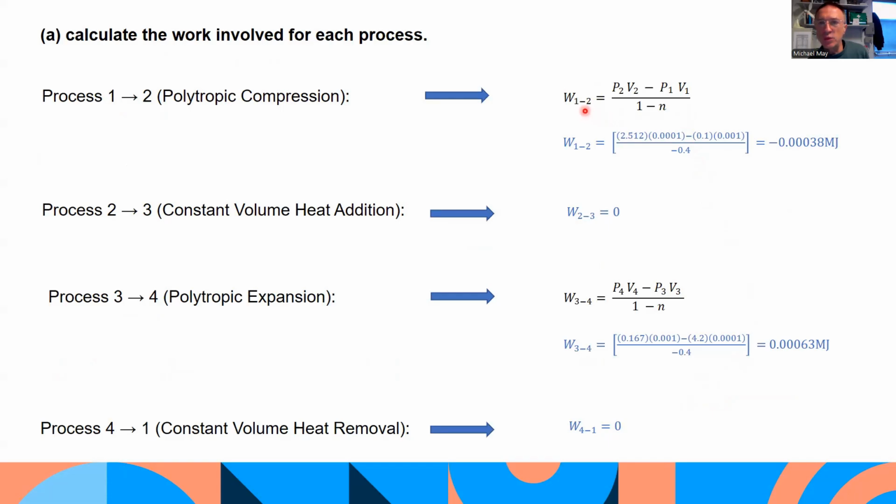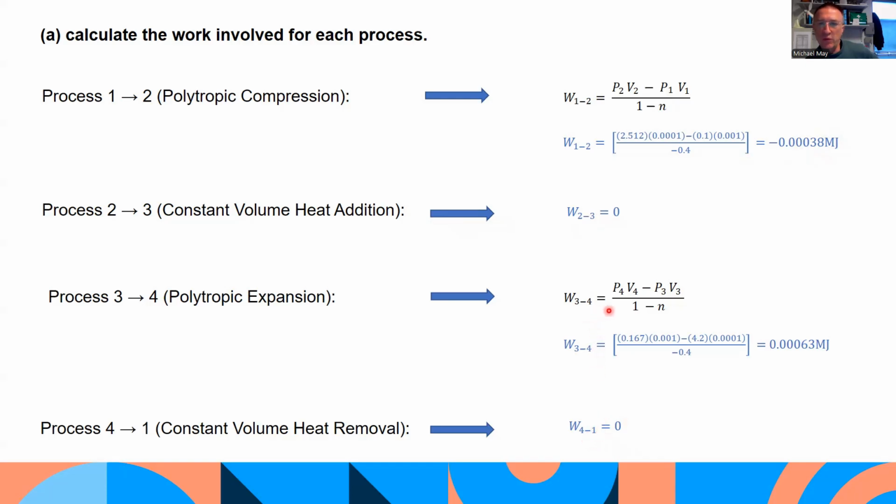So between states 1 and 2, for that polytropic compression, it's P2 V2 minus P1 V1 over 1 minus N. And it turns out to be minus 0.00038 megajoules. We'll tidy up the megajoules at the end. Constant volume heat addition. So constant volume, the boundary work between states 2 and 3 is 0, and it's the same for process 4 to 1.